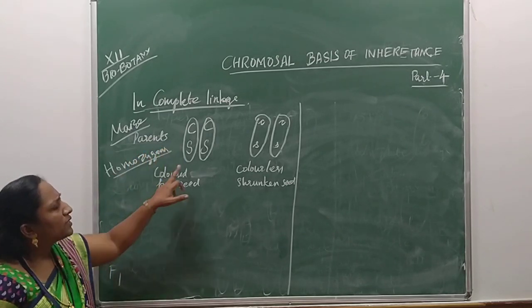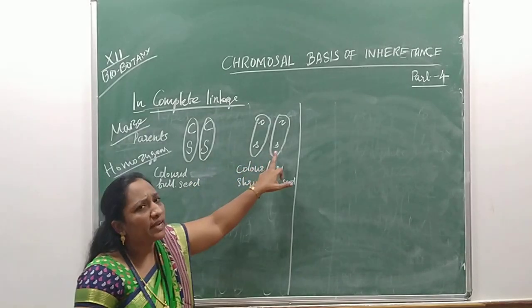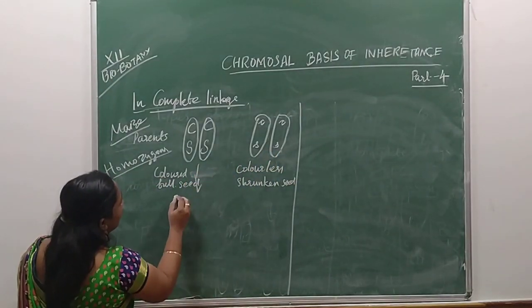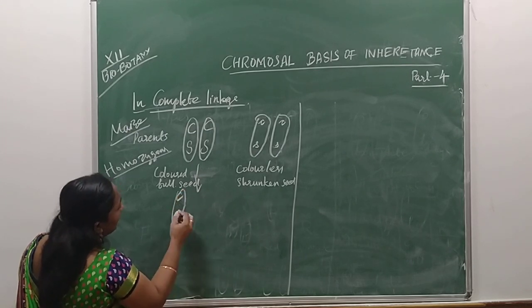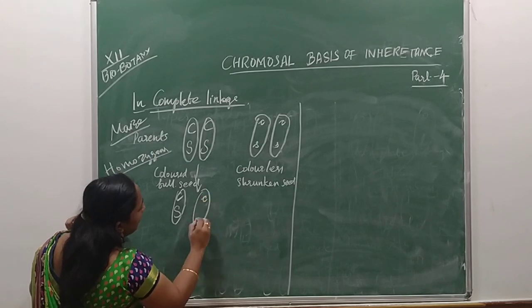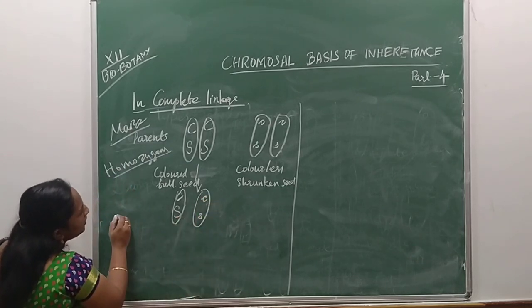Homozygous. So homozygous dominant here and homozygous recessive. So now, instead of 2 gametes, write 1 gamete. Capital C, capital S. Now small c, small s.